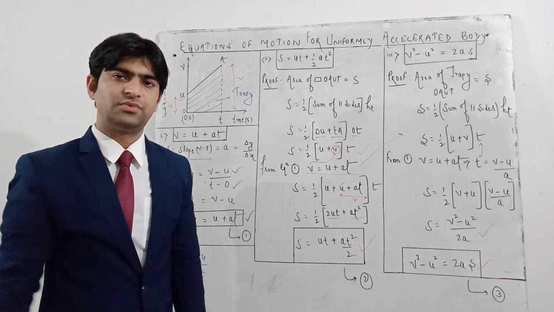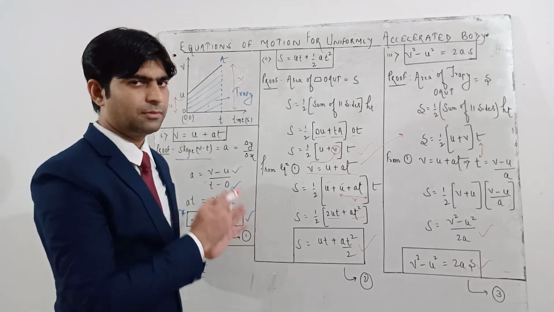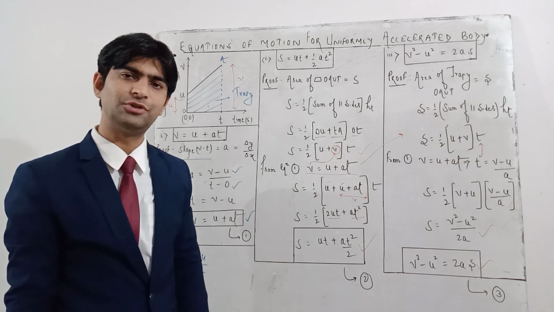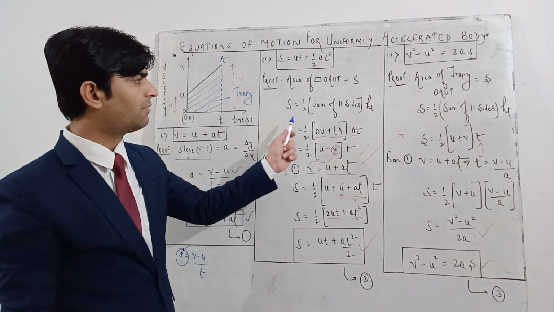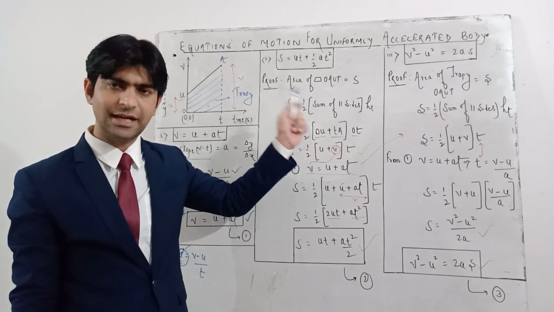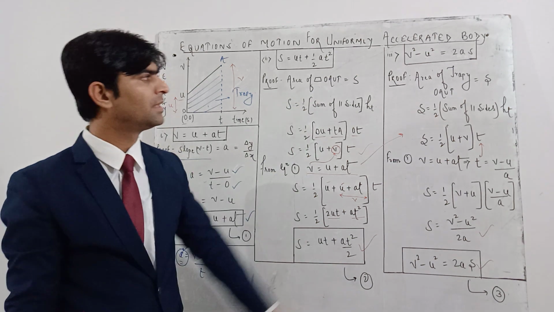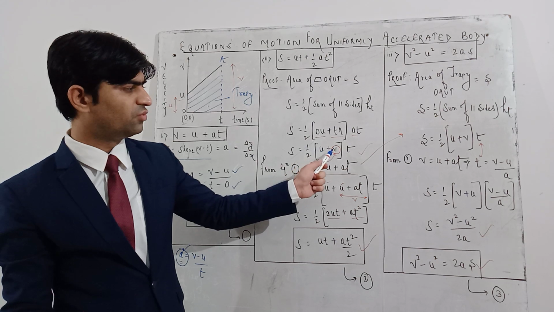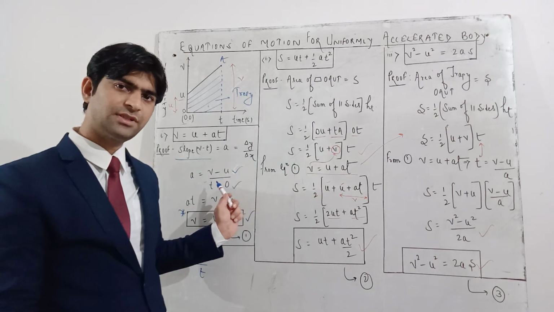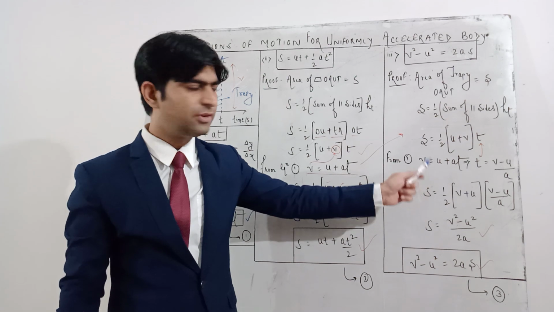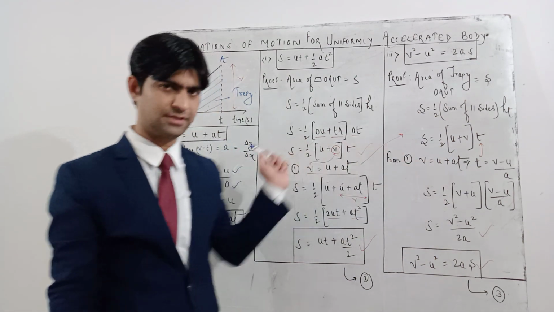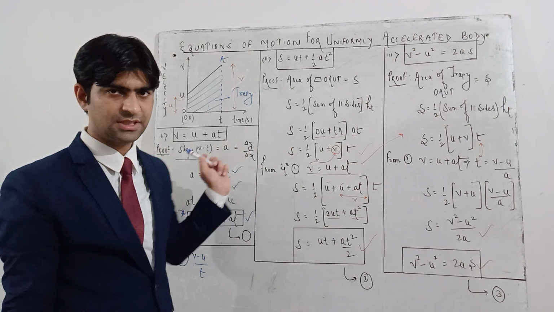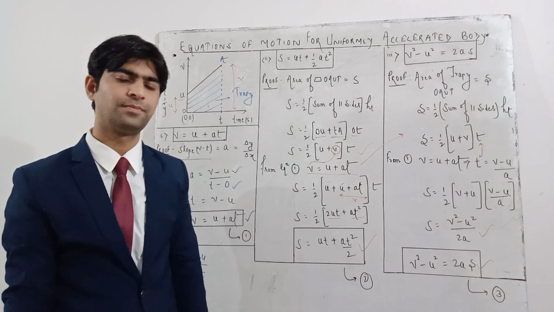So the first equation is V is equal to U plus AT. We have to start it from the slope of a velocity time graph. The second equation is S is equal to UT plus half AT square. You have to find the area under the graph, that is the area of the trapezium. And the third equation is again similar. In the second equation, we replaced V directly from the first equation. In the third equation, we replaced T from the first equation. That means in the second and third equations, the first equation is being used.